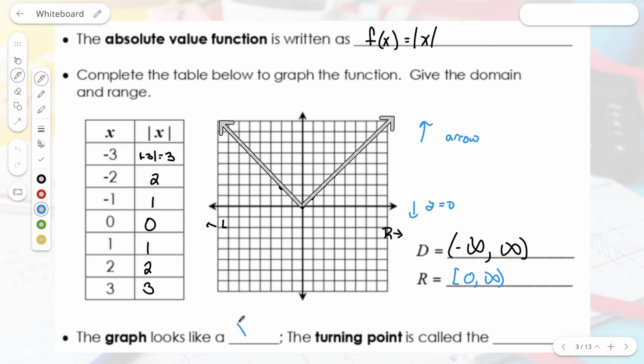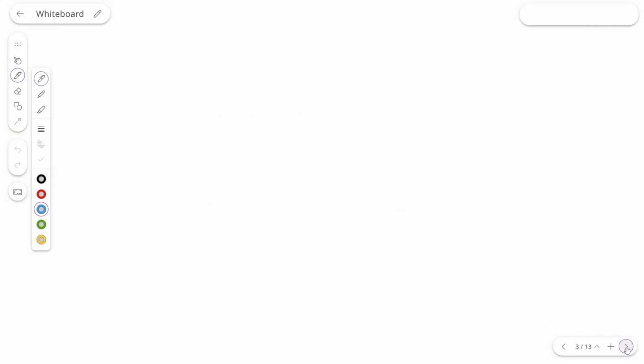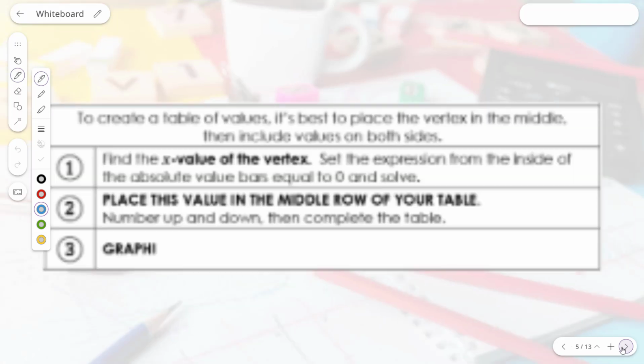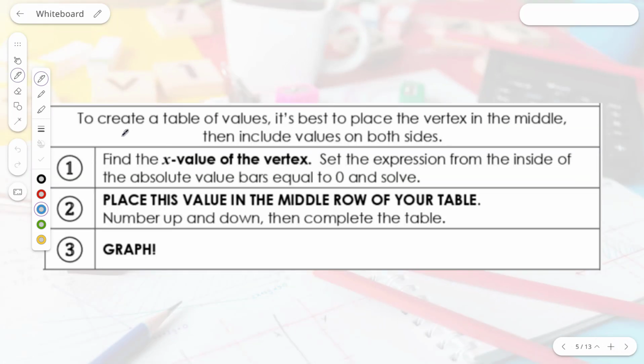The graph is going to look like a V or an upside down V, a mountain. The turning point is called the vertex. So now we're going to do some graphing by the table. And the big key point that you need to find each time you're working on these is the value of the vertex. That is the key point of what you are looking for.